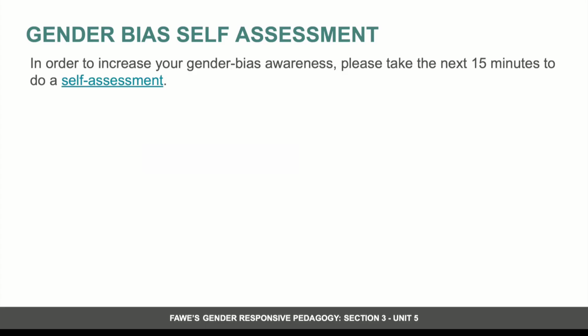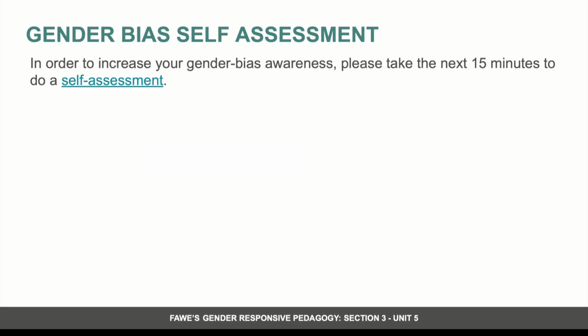In order to increase your gender bias awareness, take the next 15 minutes to do a self-assessment. Please download the form and review the following list to identify ways that you may intentionally or unintentionally communicate gender bias. Read each statement and check the box that reflects your behavior. Please be as honest as possible because this will allow you to gain greater awareness. Then count the number of checks in each column and put the total at the bottom.